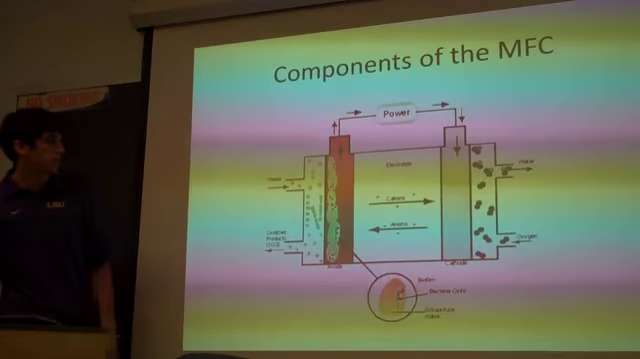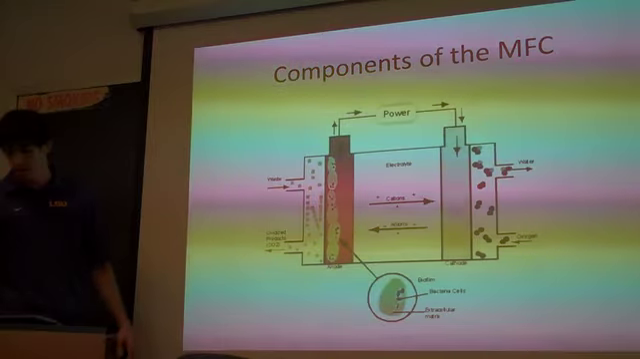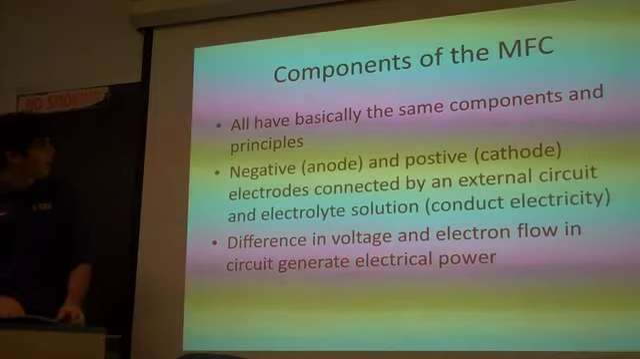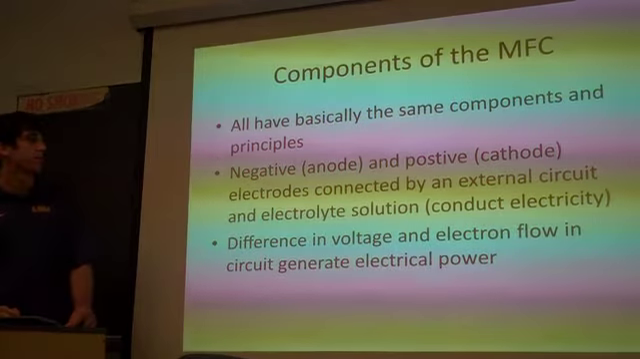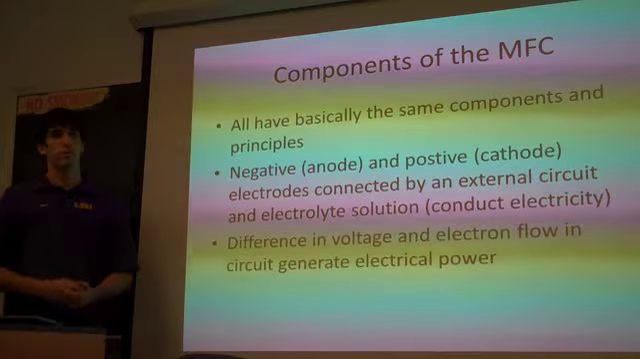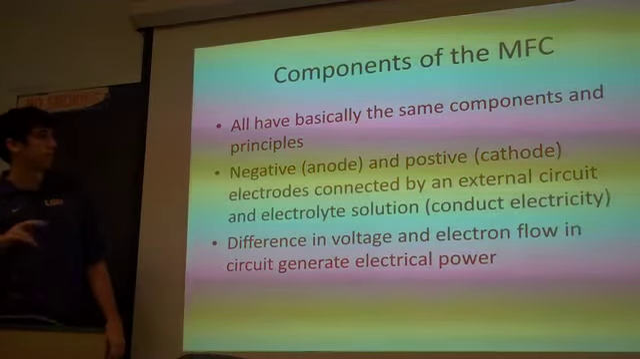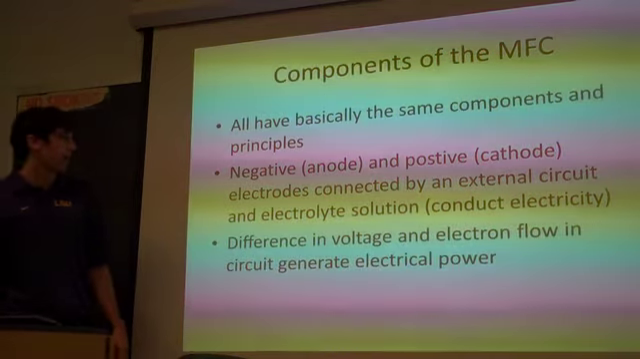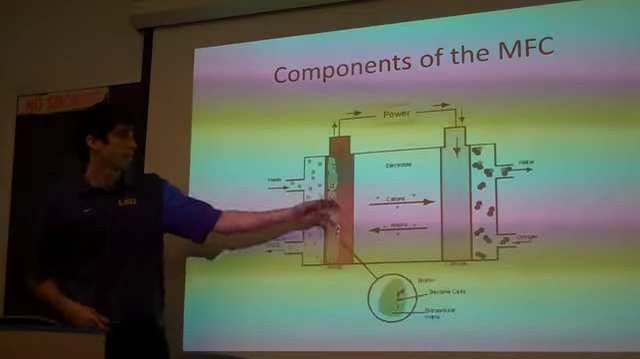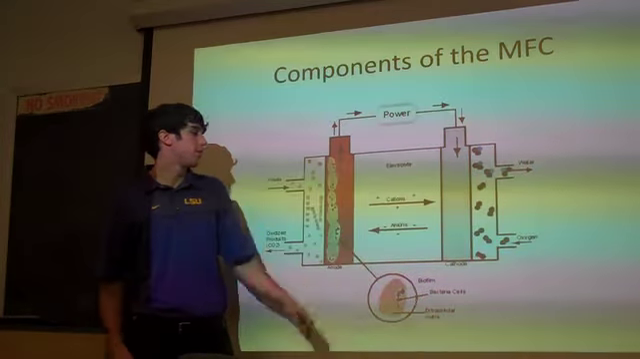So here's a picture of one. I'll describe the parts and then come back to the picture and show you exactly what it means. Alright, so they all basically have the same components, even though different researchers in different places have done different methods. They're still all basically the same. There are two electrodes, a positive and a negative one, and they're connected by an external power circuit. So you have the anode, which is negative, and the cathode, which is positive, with an external circuit and an electrolyte solution in the middle.